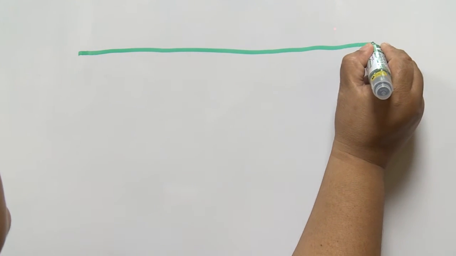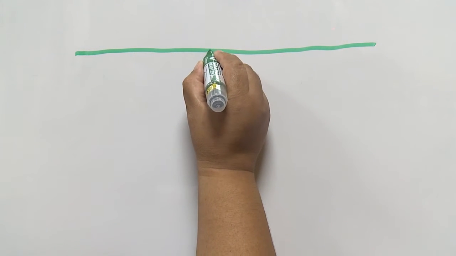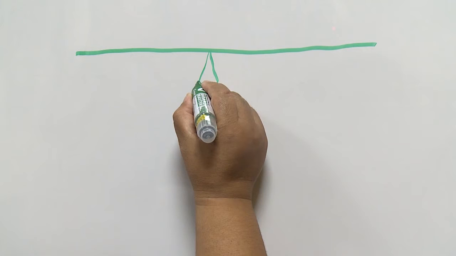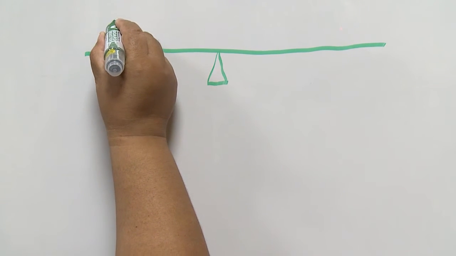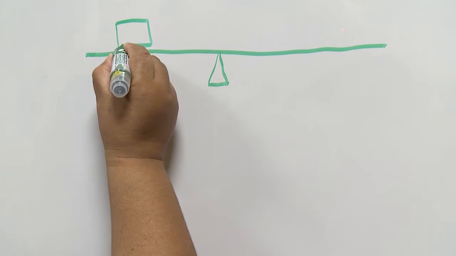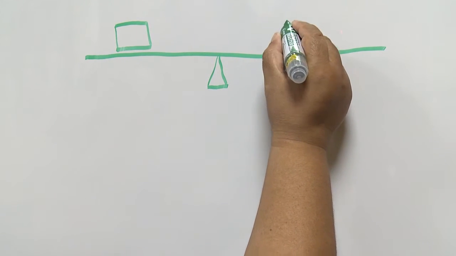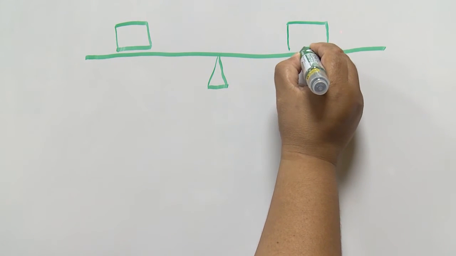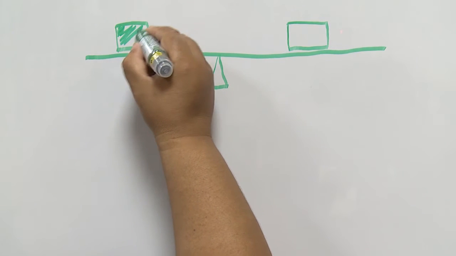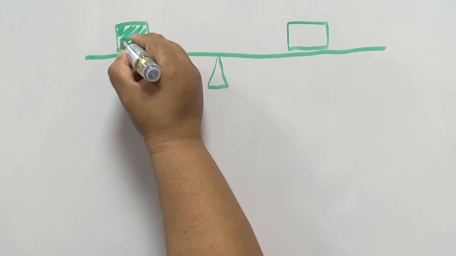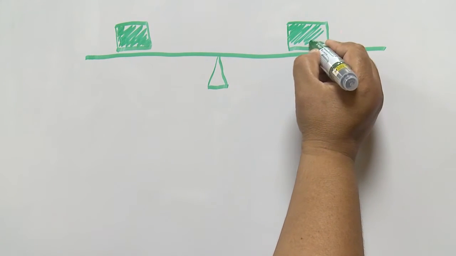Hello boys and girls, let's do some drawing. Okay, there we have a balancer, a seesaw. On the left side of the seesaw you have a box, and on the right side you have another box. By looking at it, both sides are the same. Let's add some shading into it. So both sides are the same.